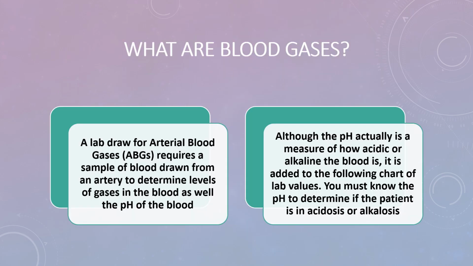What are blood gases? A lab draw for arterial blood gases requires a sample of blood drawn from an artery to determine levels of gases in the blood as well as the pH of the blood. Although the pH actually is a measure of how acidic or alkaline the blood is, it is added to the following chart of lab values. You must know the pH to determine if the patient is in acidosis or alkalosis.